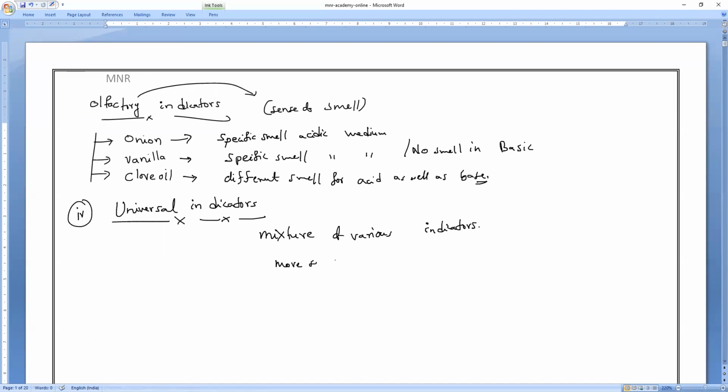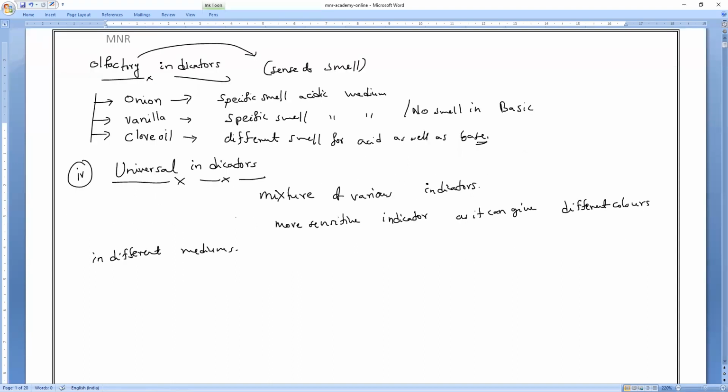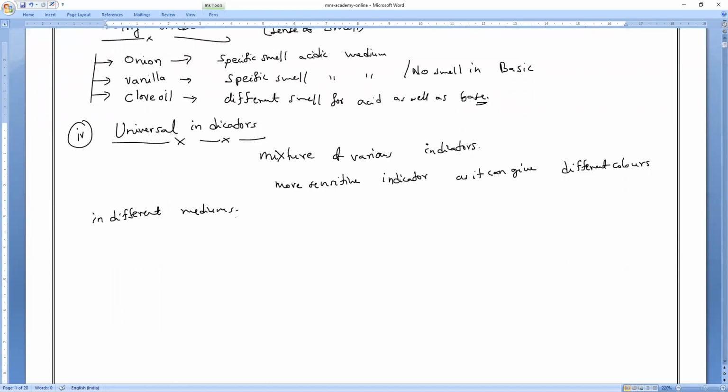It is a more sensitive indicator, as it can give different colors in different mediums. That is the advantage of this one. Now, if you notice, it is helpful to estimate even the pH. We will discuss how to calculate the pH, and what the pH is. That is the one and only advantage of this universal indicator.